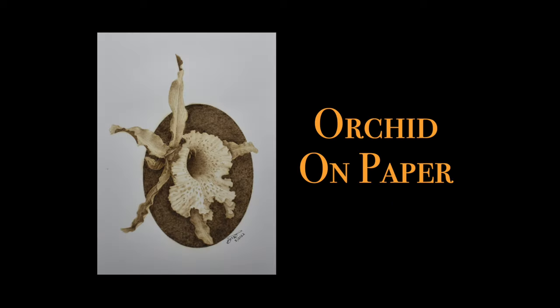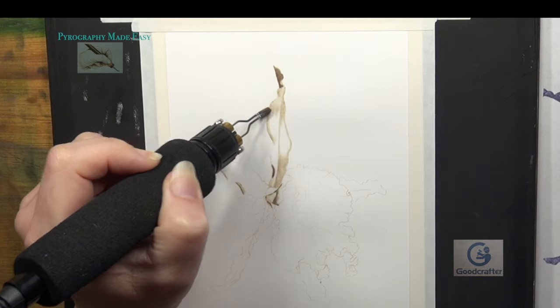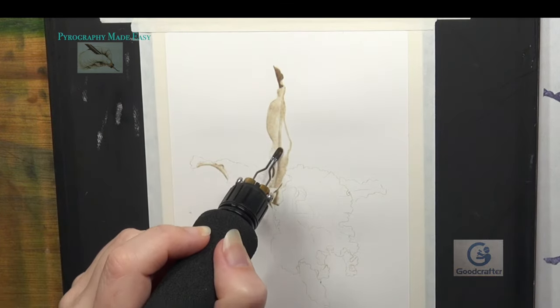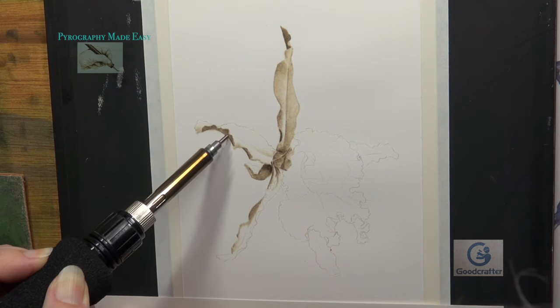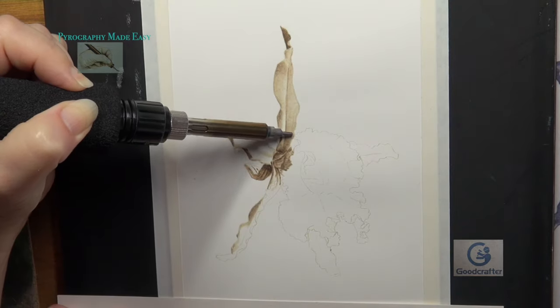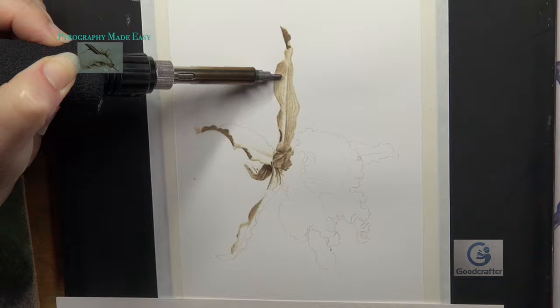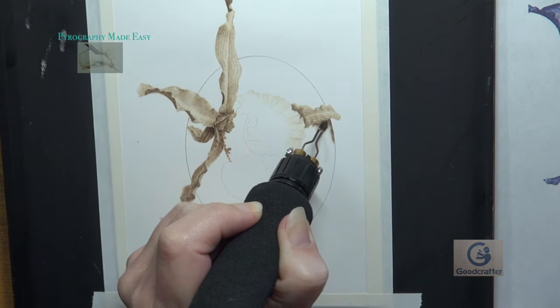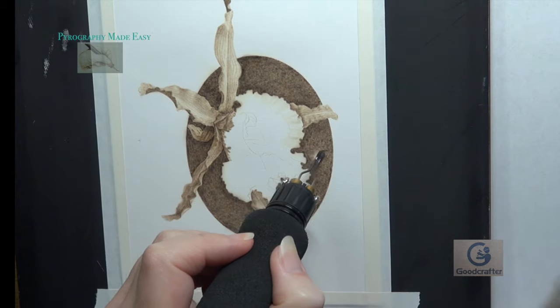Orchid on paper. I also created some artwork on watercolor paper to see how the Goodcrafter burner would handle that. Paper is like leather in that it's not very forgiving, so it's difficult to fix mistakes. Where paper is really different from leather is how it needs a much higher heat to produce burn results.